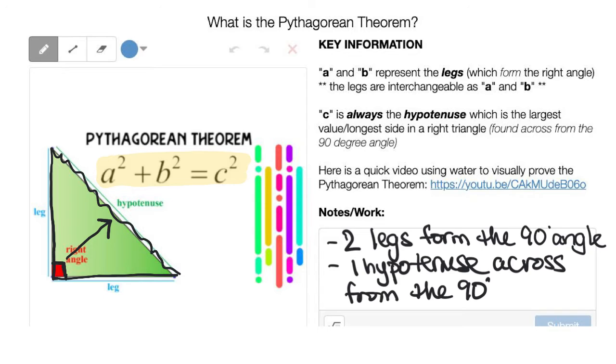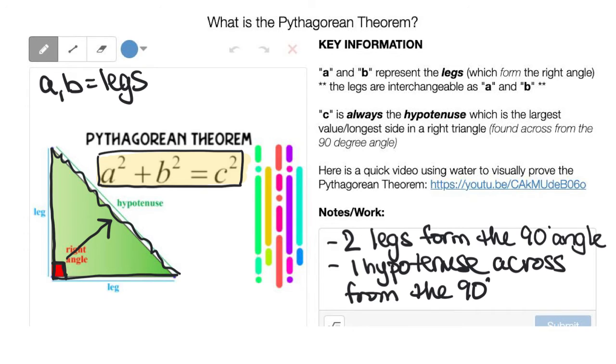The other super important thing to remember is that in Pythagorean theorem, A and B represent the legs. It doesn't really matter which one is which. So you could say this leg is A, this leg is B, or vice versa. I could have said this one is B and this one is A. It does not matter. All that matters is that C is always your hypotenuse. And it's always the longest side.